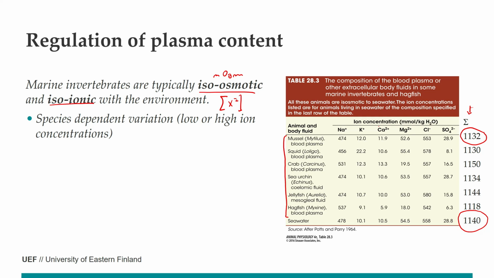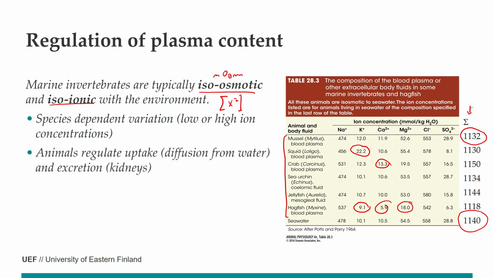But there is still some species-dependent variation. Like in the hagfish, there is a little bit less potassium, whereas in squid there is much more. In calcium, there is a low level in the hagfish, but much higher in the crab. And magnesium is also low in the hagfish. So they are all having some regulation. So they are taking up different ions, not all ions, and they are excreting some ions more than others.